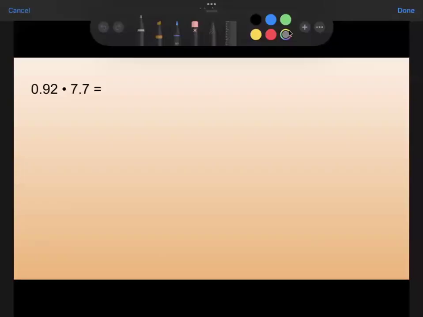Okay, here's our next one. We're going to take 0.92 times 7.7. So again, what I'm going to do is ignore the decimals for now and just multiply those two numbers. So instead of 0.92, I'm going to multiply 92. And then instead of 7.7, I'm going to write that as 77. Okay, and again, I'm going to use a standard algorithm here to multiply, but if you have another method that works for you, like a box model or partial products, please feel free to go ahead and use it.